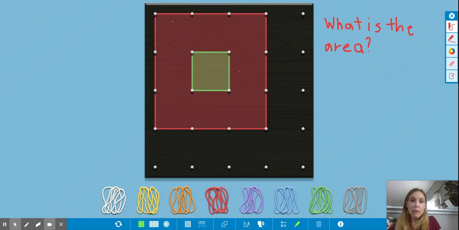So with this, you can look at your dots. So it's 1, 2, 3 by 1, 2, 3. So if I'm going to find the area of that whole thing, I'm going to take 3 times 3. Okay, so 3 times 3 equals 9.